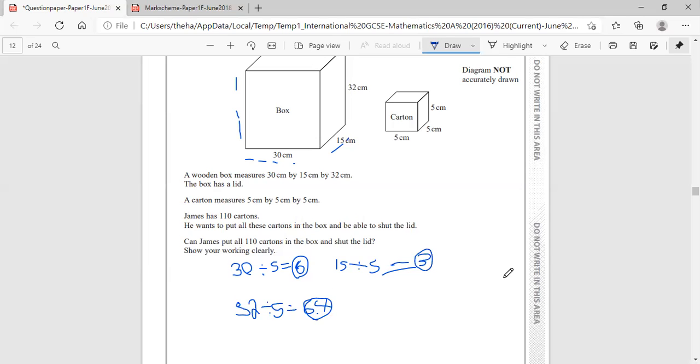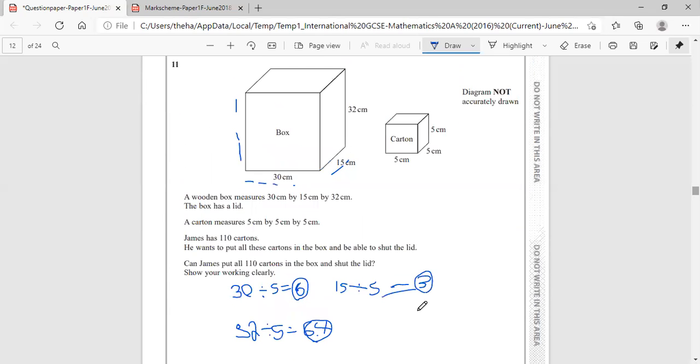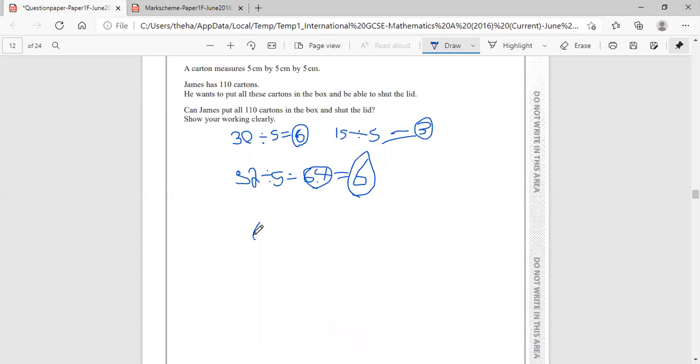The next step from here is to multiply them all together to find out if 110 cartons would fit. But 6.4 does not work, because you can't have 6.4 cartons. We want a whole number. So it's only going to be 6, and this will completely change what your answer will be. Only 6 can fit in 6.4. So what we do now is we go 6 times 6 times 3, and that's how many cartons can fit.